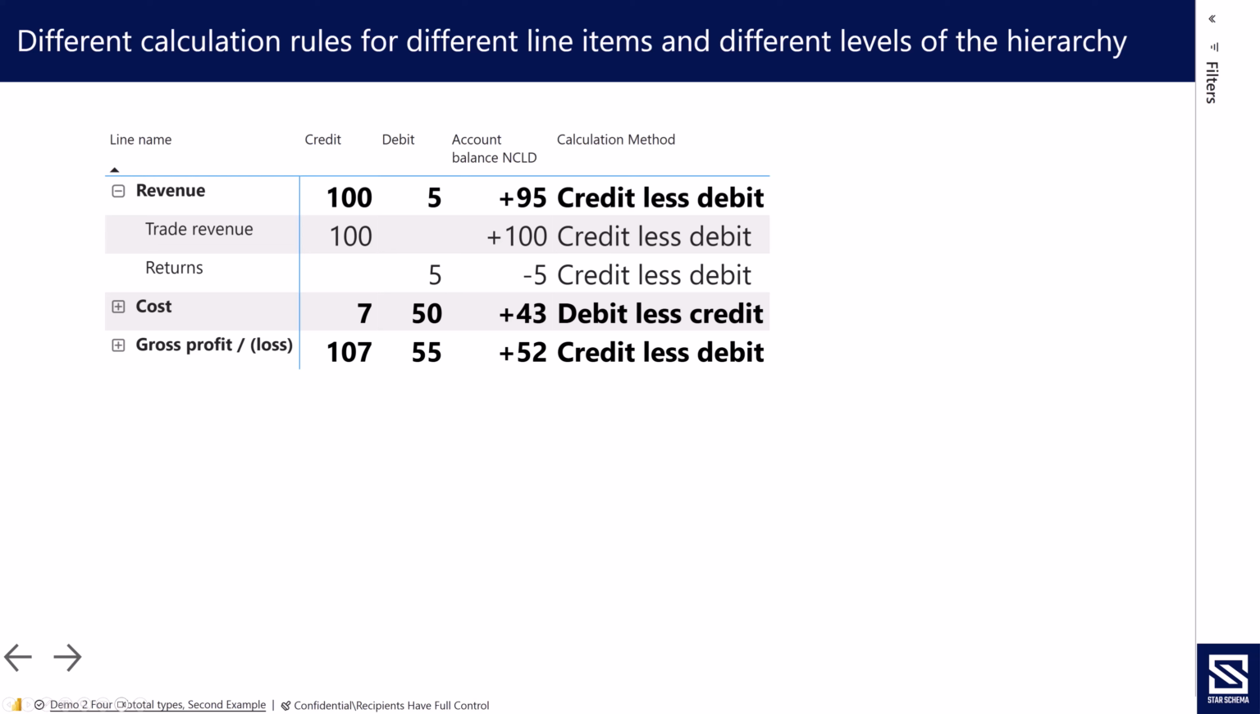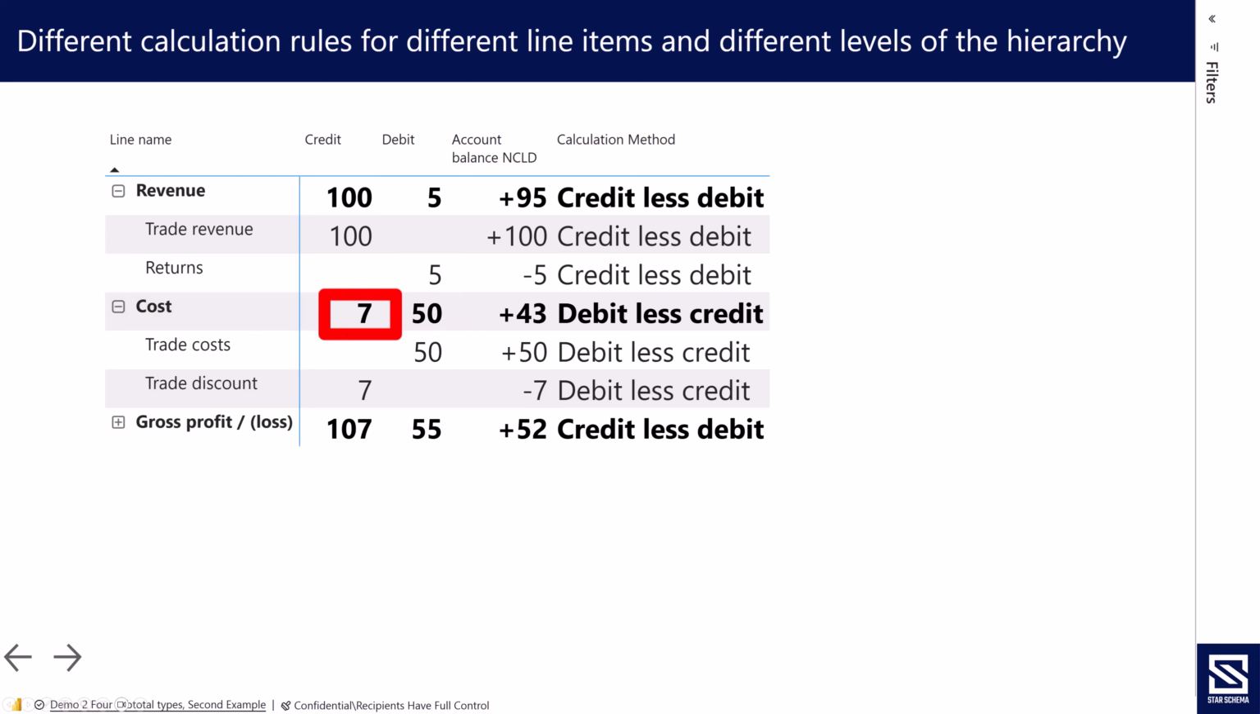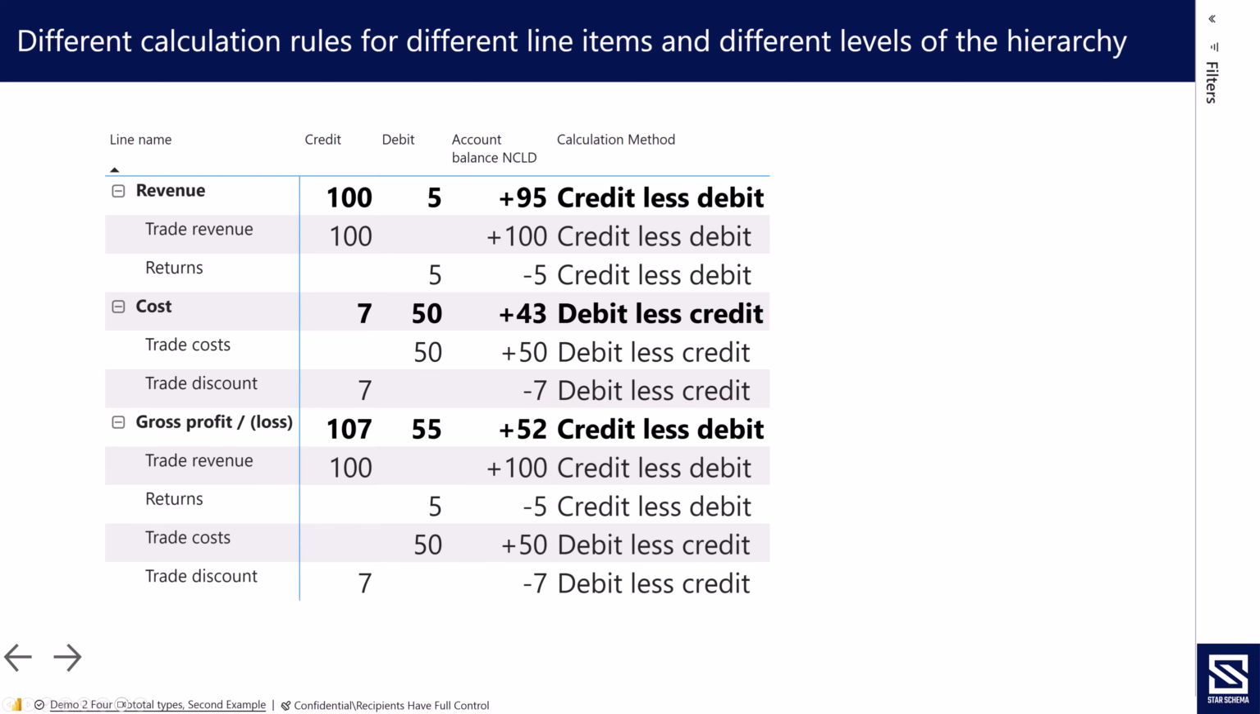In contrast, the cost line is debits less credits. So we have debits of 50, less credits of 7, and in this case our trade costs are the debit and our discount is the credit. When we look at the subtotal, this is done as credit less debit. However, when we drill down to the accounts, they're treated as either credit less debit or debit less credit, depending on whether they're a revenue or expense line.